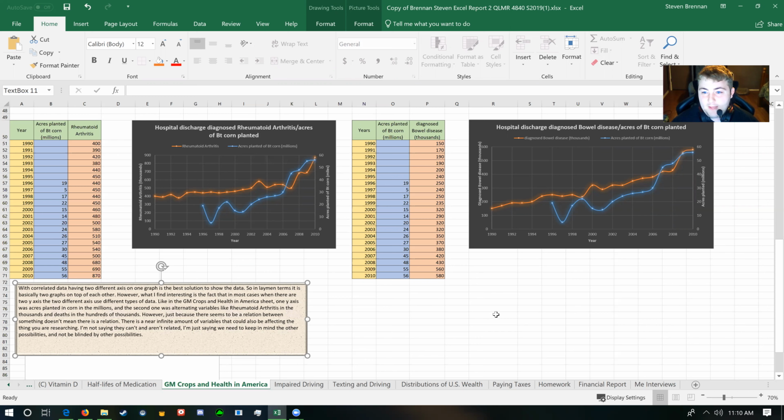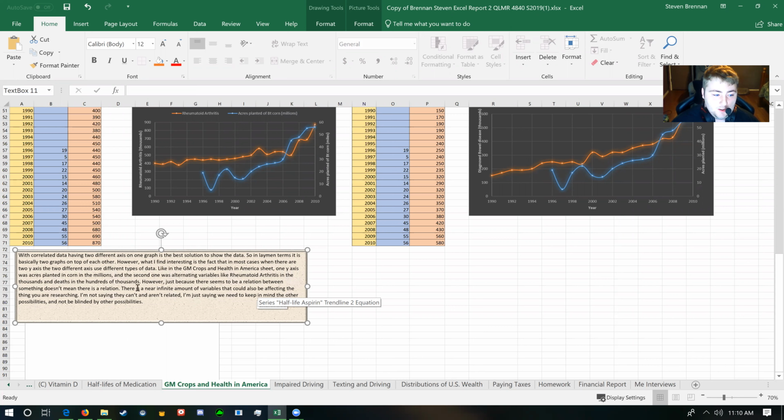However, just because there seems to be a relation between something doesn't mean there is a relation. There is an infinite amount of variables that could be affecting the thing you are researching. I'm not saying they couldn't be related. I'm just saying we should keep a clear mind and say it's also very possible that they're not related.